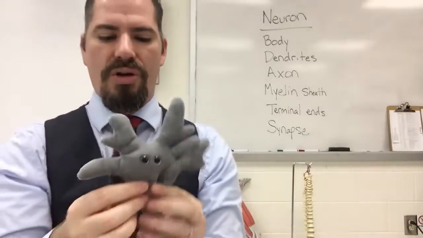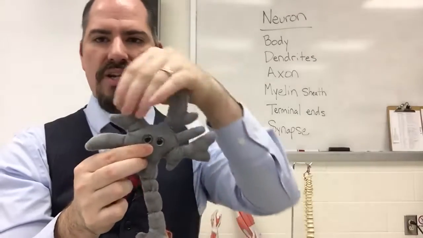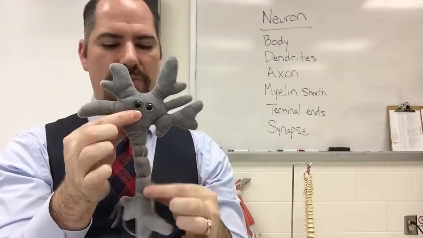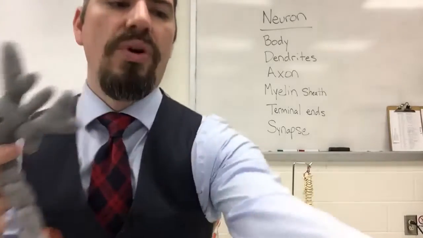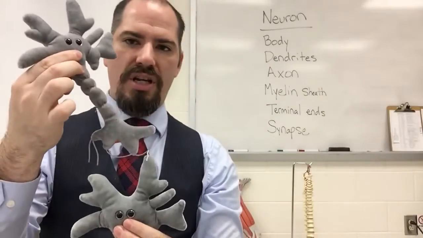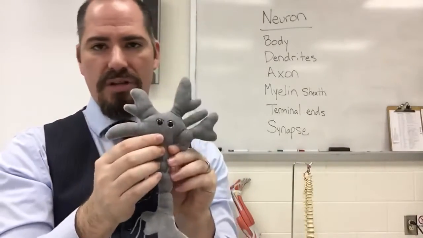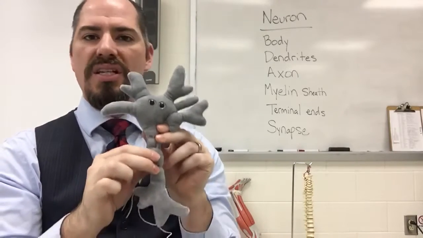So as a review, we've got the cell body of the neuron, the dendrites that receive signals, the axon surrounded by its myelin sheath, the terminal ends, and then where it comes in contact with its target is called the synapse.